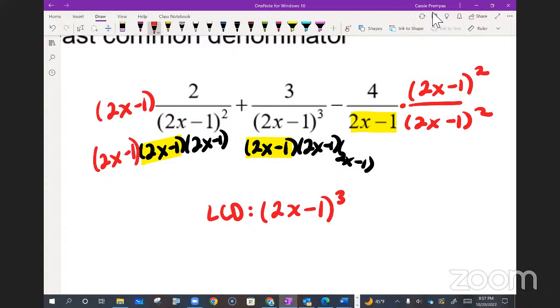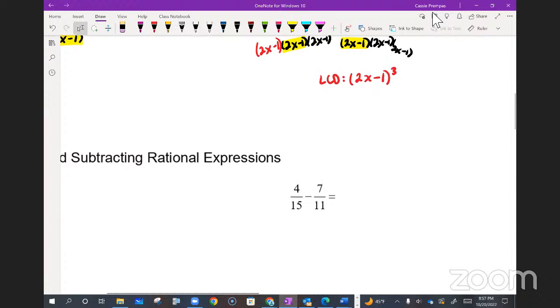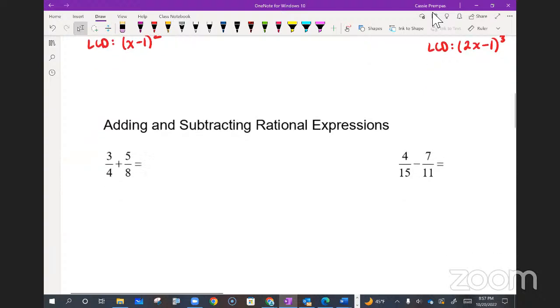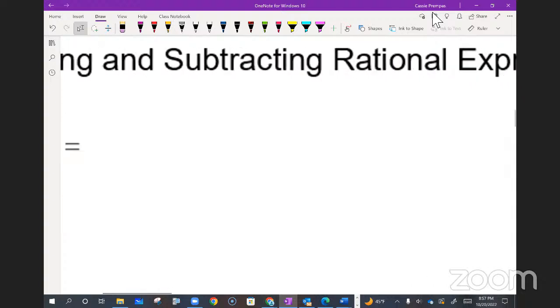Then they would all obtain that least common denominator. Okay, that's how to identify a least common denominator. Let's go ahead and see how we would work with just a normal fraction we're used to, and then we'll actually start working with these algebraic expressions.